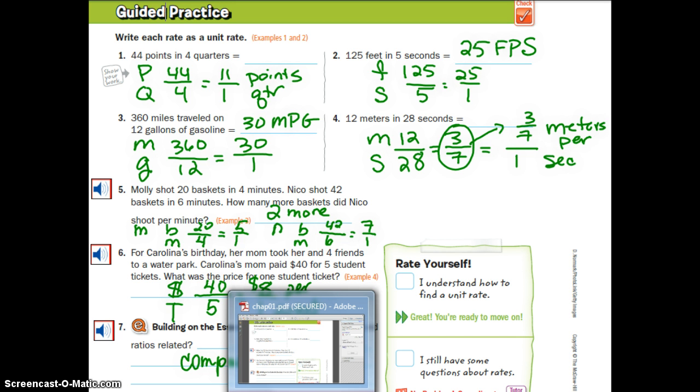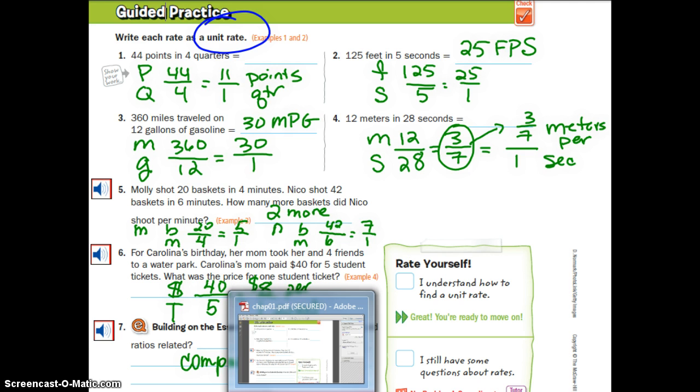The next problem, number 3, is 360 miles, 12 gallons. So it simplifies to 30 miles per gallon. So again, we simplify that and we write it as 30 mpg, miles per gallon. The next problem, number 4, we have 12 meters in 28 seconds. We can simplify that to 3 over 7, but we cannot get it any lower in fractional form. So we take the fraction, we move it to the numerator, and we put 1 for seconds, because again, this whole thing was on determining unit rates. So we have 3/7 of a meter in 1 second.